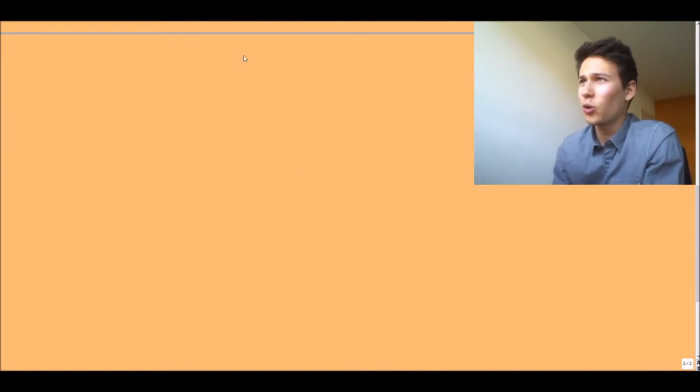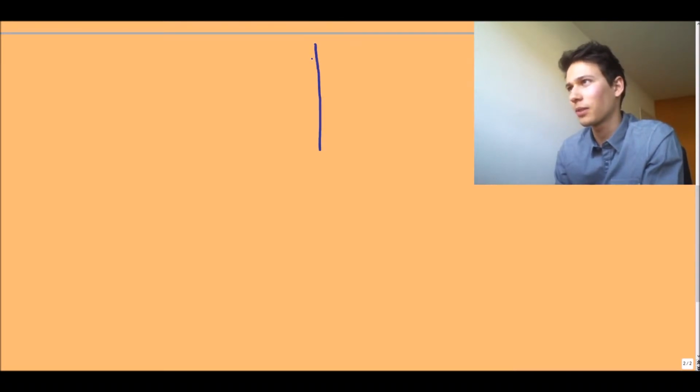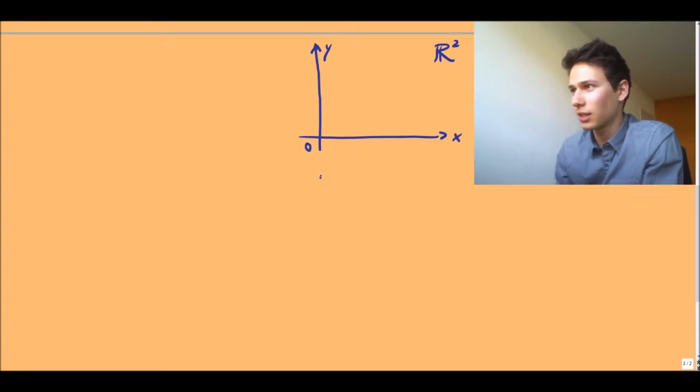So we again need 2 coordinate systems. So let this be again the R2 for convenience, with a y-axis, an x-axis, and an origin, and let's have another coordinate system.